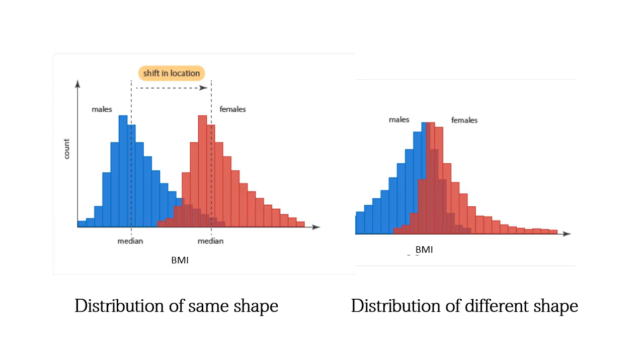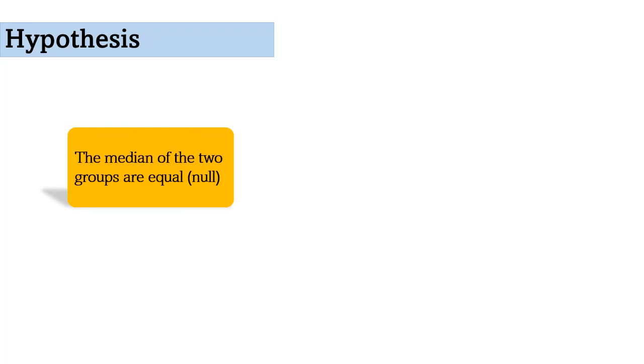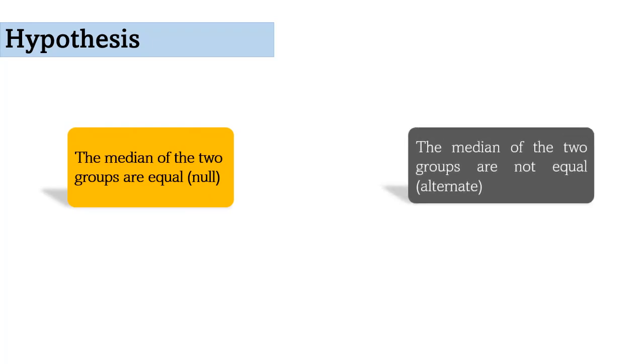Whereas if you focus on this graph, it is very clear that the distribution of BMI in male and in female is not in the same direction. They both are in opposite direction. So that is what we mean by distribution of same shape in both the categories and distribution of different shape in both the categories. So what is the null hypothesis for Mann-Whitney test? It says that the medians of the two groups are equal, whereas the alternative hypothesis says that the medians of the two groups are not equal.